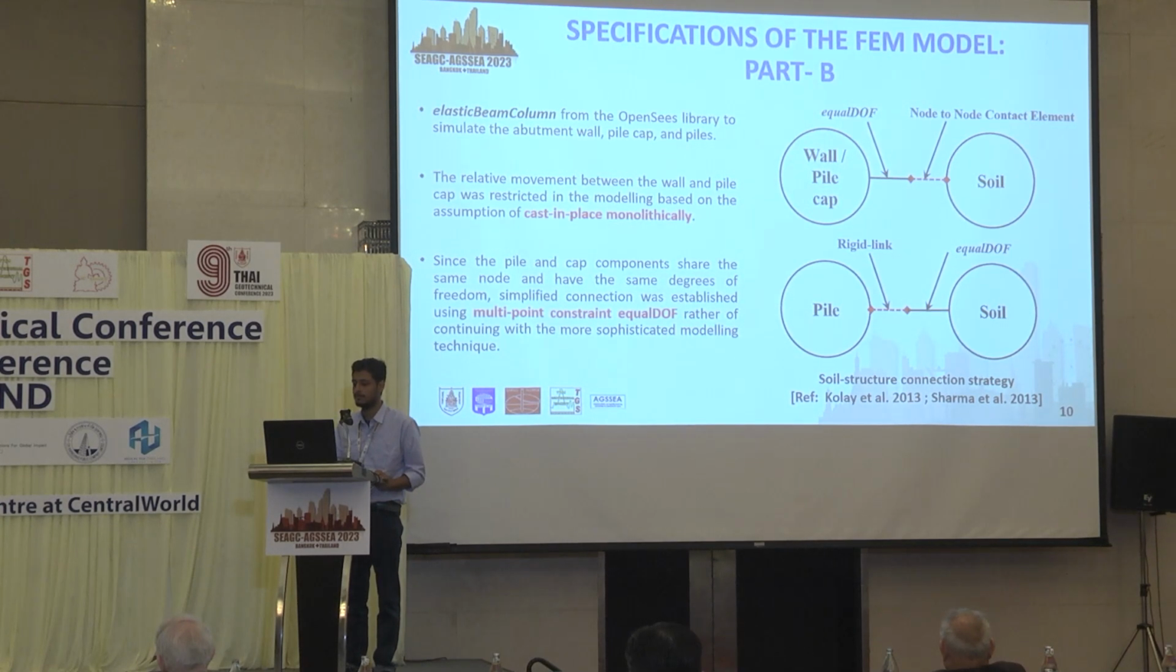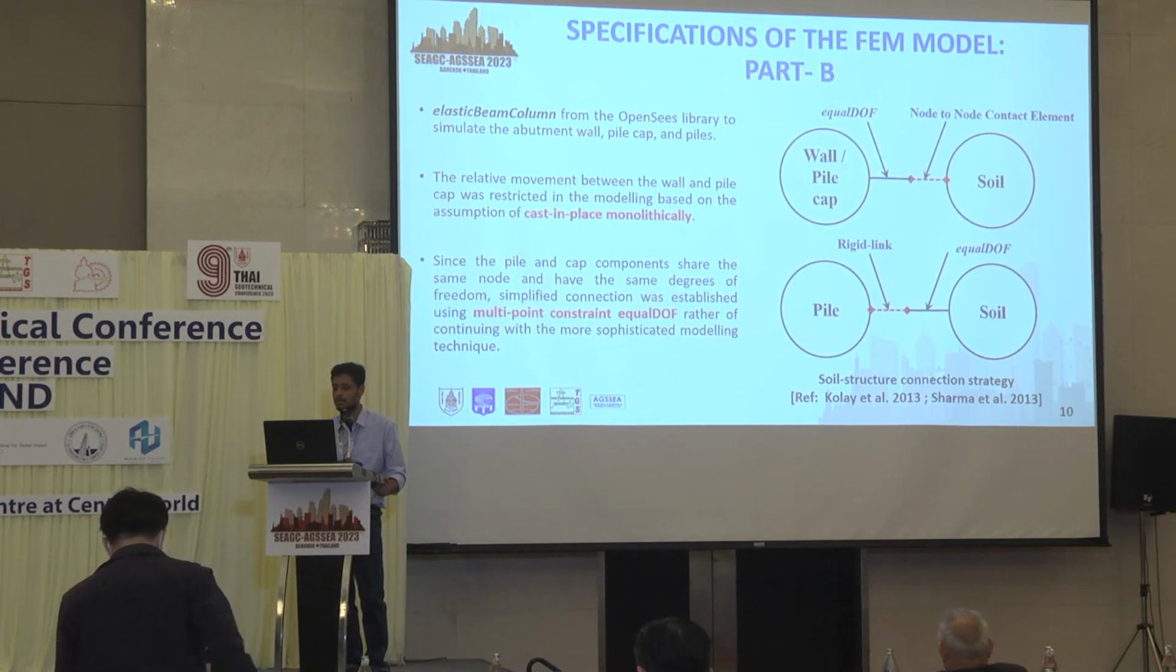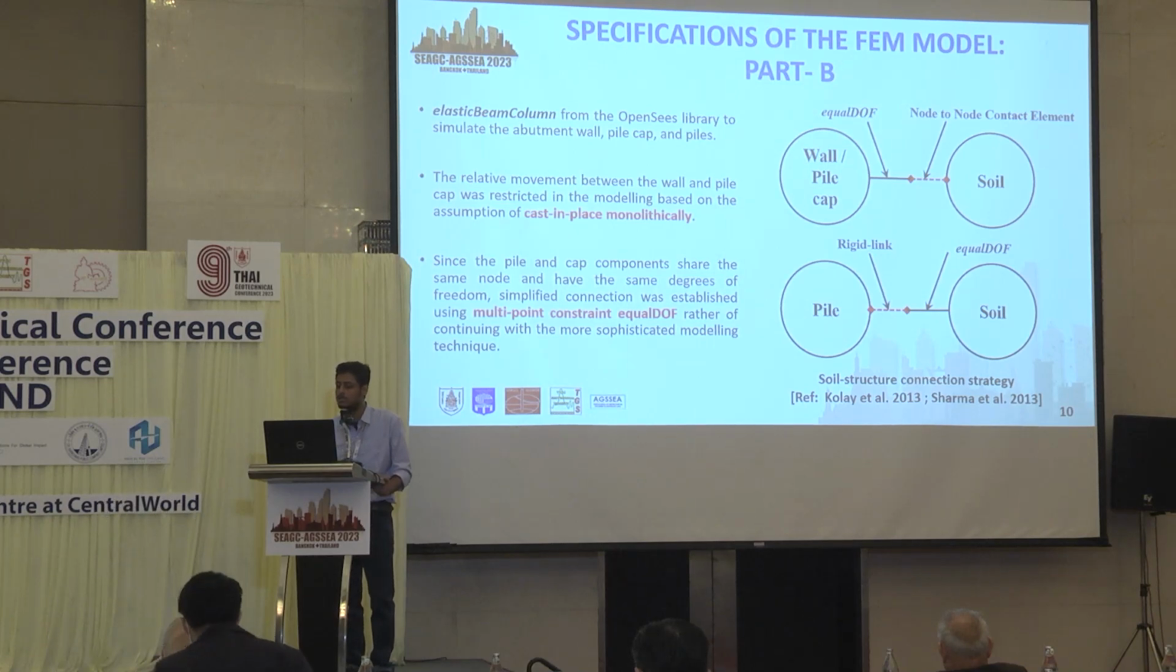So coming to the structural model, elastic beam elements have been used to model the structures, as we are not concerned with the structural deformation explicitly. That's why we considered elastic beam column with very high stiffness here. And we are not considering the relative movement of the wall and pile cap, so we model it monolithically. That means all the structural sections are discretized in an element without employing any type of interface elements or connecting elements.